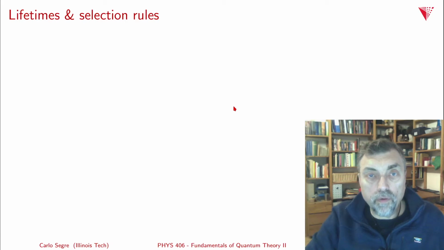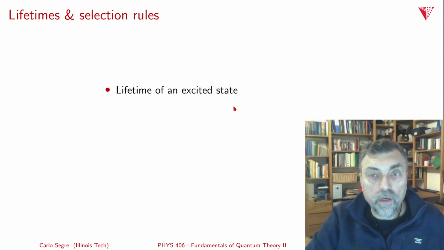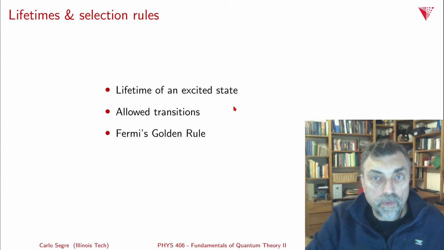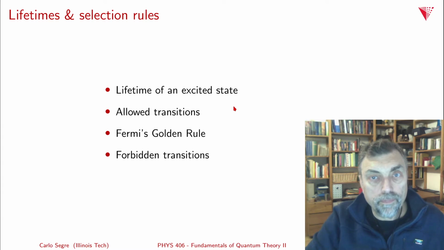In this video, we'll cover the lifetimes of excited states and selection rules and end up with Fermi's golden rule. We'll start by discussing the lifetime of an excited state. Then we'll look at the allowed transitions, Fermi's golden rule, and finally, forbidden transitions.